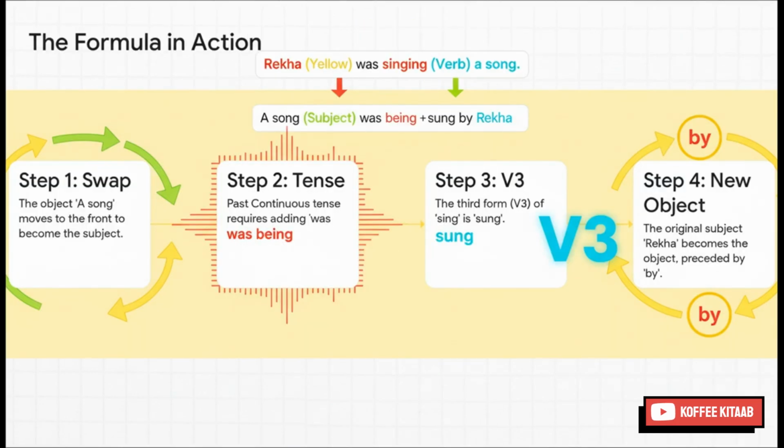And time is up. Did you get it? The correct answer is, a song was being sung by Rekha. Let's break it down real quick. So you see how we did that, right? We took the object, a song, and moved it to the front. Since the original was past continuous, was singing, we had to use was being. That being is the key. And then, of course, the third form of sing is sung. Just like that. A perfect execution of the formula.